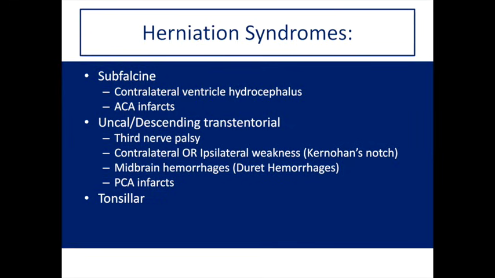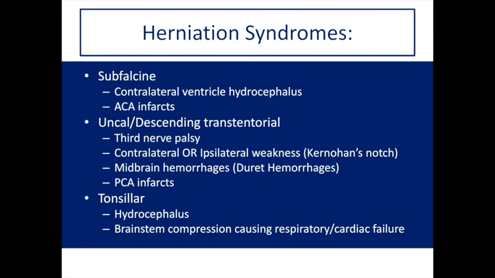For tonsillar herniation, you can get obstruction of the 4th ventricle, which causes dilatation of the other ventricles, also known as hydrocephalus. Tonsillar herniation can also push in the brainstem, where you have structures that are important for respiratory and cardiac control, and this can cause respiratory or cardiac failure, aka death.